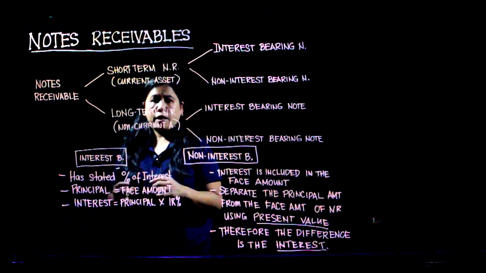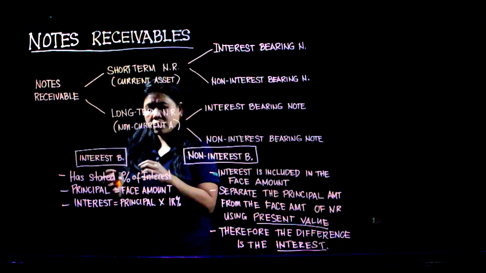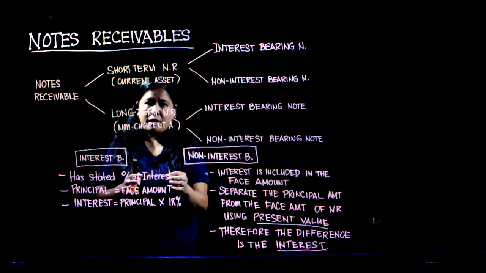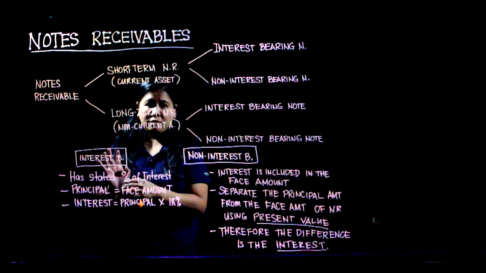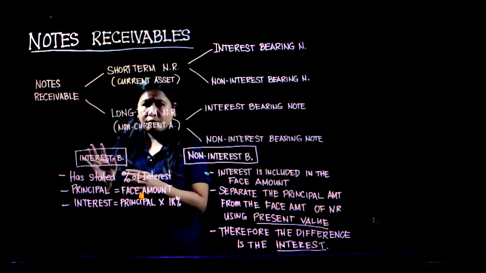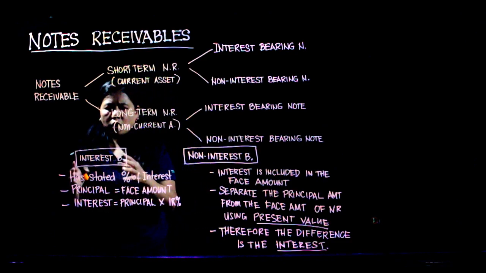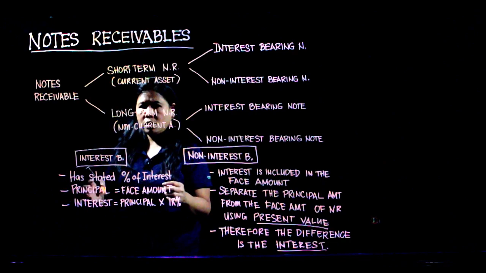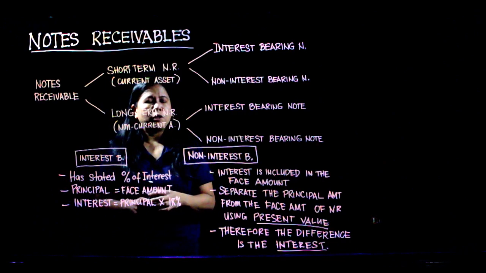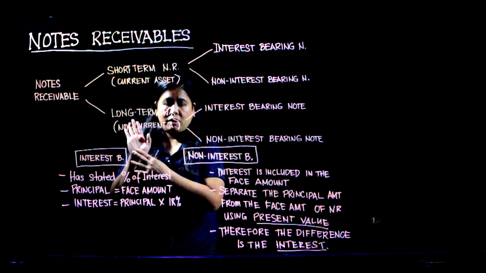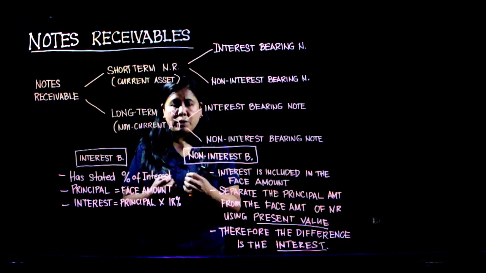Let's take a look at the interest-bearing note first. The interest-bearing note has a stated percentage of interest. So the maker promised the payee to pay an interest, which on the books of the payee will be an interest income. On this interest-bearing note, the principal is equal to the face amount. What is the face amount? The face amount is the amount stated on the promissory note. It is the amount the payee is going to receive from the maker.